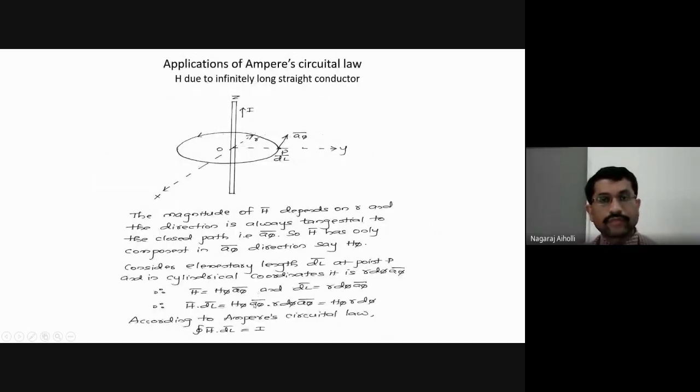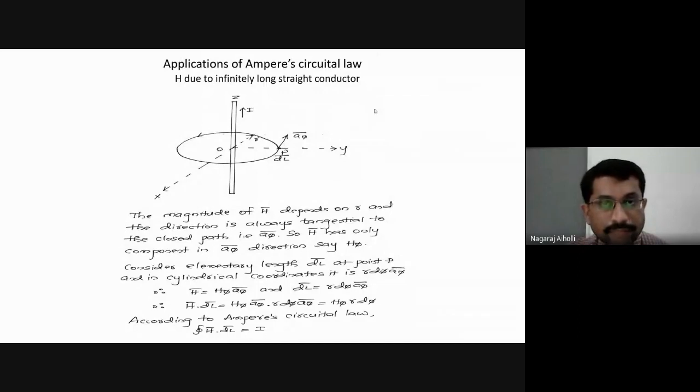Next is the applications of Ampere circuital law. Here we have h bar due to infinitely long straight conductor. In applications of Ampere circuital law, we are deriving the equations for magnetic field intensity, right? As considering the application of the Ampere circuital law. Using the Ampere circuital law, we are deriving the equation for the magnetic field intensity. That is for infinitely long straight conductor, for finite long straight conductor, for spherical conductor, for all these. That is what we call as the applications of the Ampere circuital law.